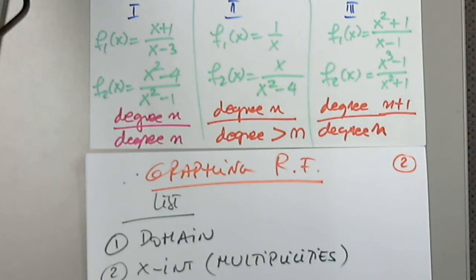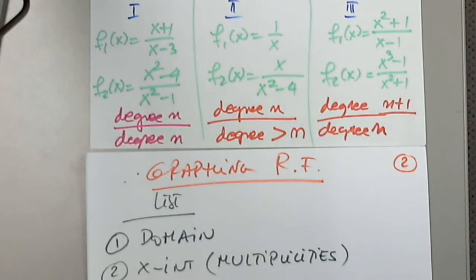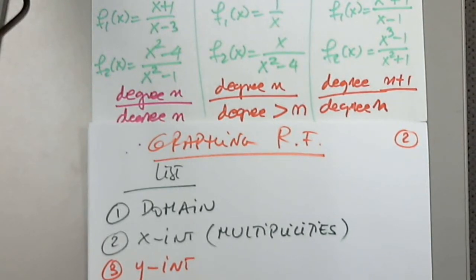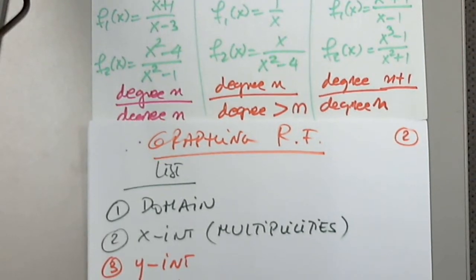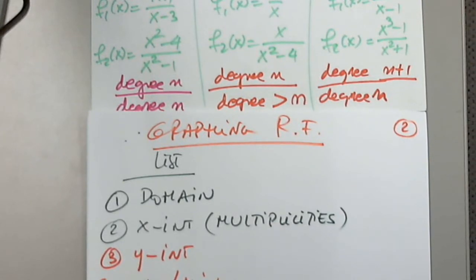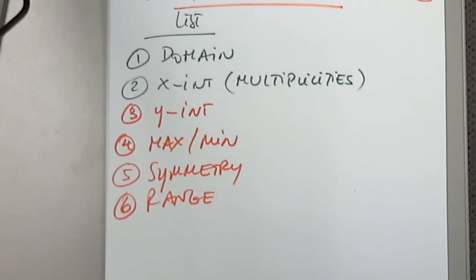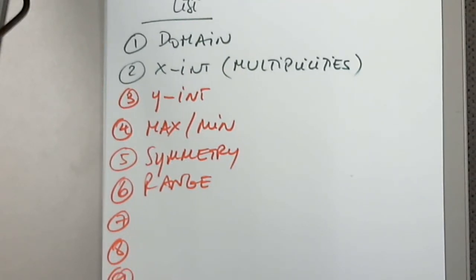Multiplicities tell us a lot. They tell us whether the function is turning there or crossing, and how it's turning and how it's crossing. Okay, number 3, of course, Y-intercept. Number 4, of course, max min. Number 5, symmetry. Number 6, range. Now the next 4 are totally new. 7, 8, 9, and 10, all these are new.